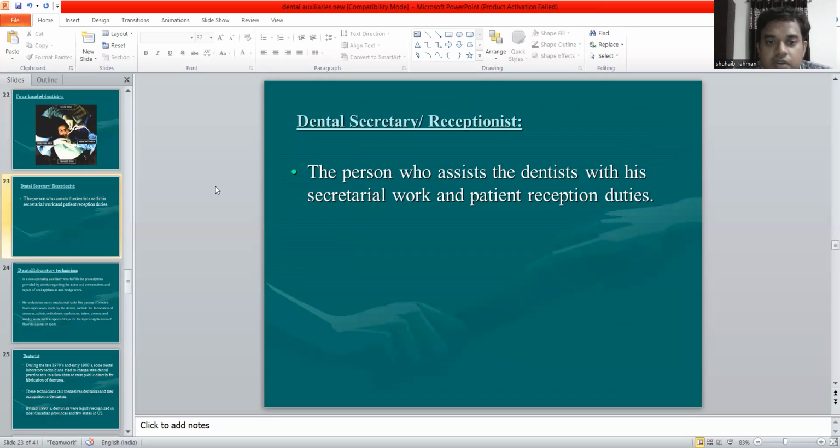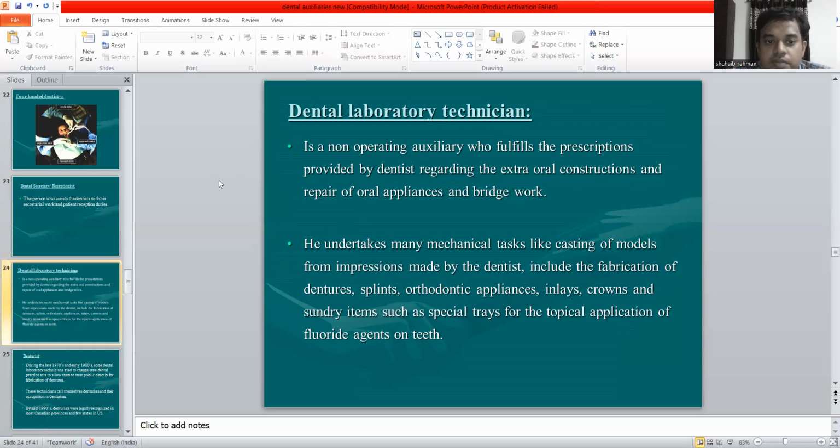So coming to the dental secretary or receptionist, this is the person who assists the dentist with his secretarial work and patient reception duties. Sometimes both of these works are done by one person in clinics, in India particularly. And the dental laboratory technician is a non-operating auxiliary who fulfills the prescription provided by the dentist regarding the extraoral construction and repair of oral appliances and bridge work. He undertakes many mechanical tasks like casting of models from impressions made by dentists, including the fabrication of dentures, splints, orthodontic appliances, inlays, crowns, and sundry items such as special trays for the topical application of fluoride agents on teeth.